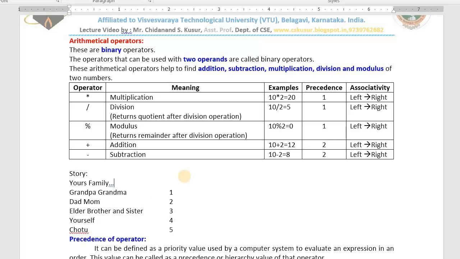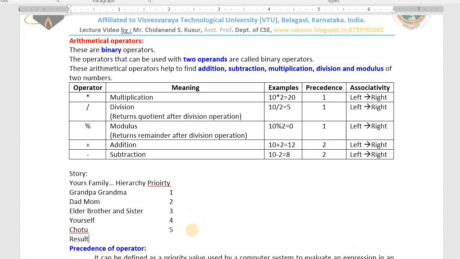Priority means hierarchy. Precedence means hierarchy, or precedence means priority value. This is what we call priorities. In our family the priority is like this. And let us assume today your results are announced by the university. You are the first rank in VTU Belgaum. If you are first rank in VTU Belgaum, then we purchase sweets, Chotulal peda.